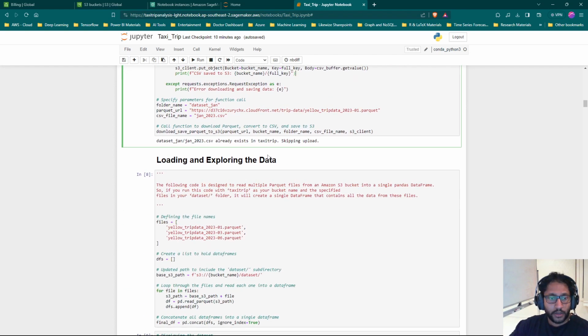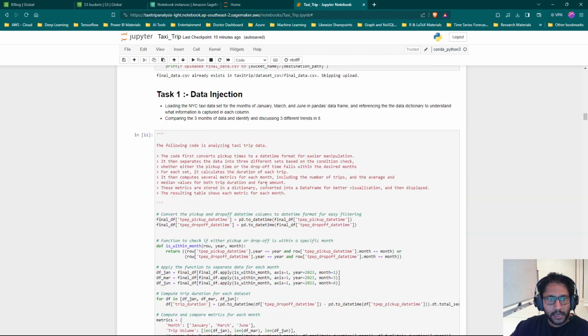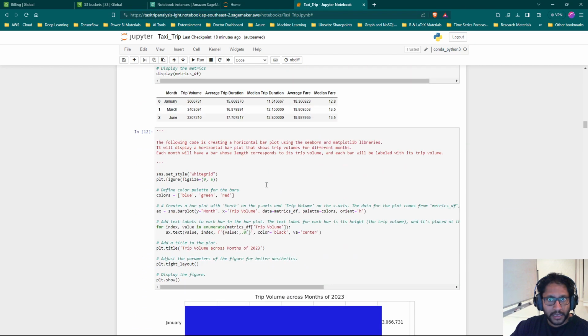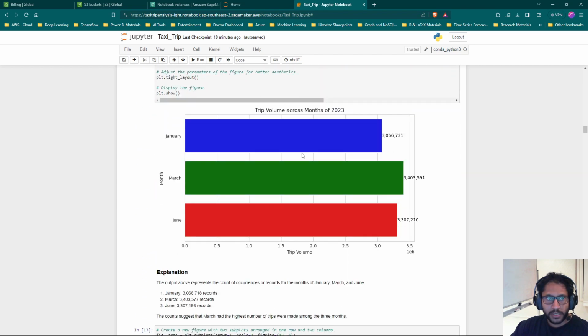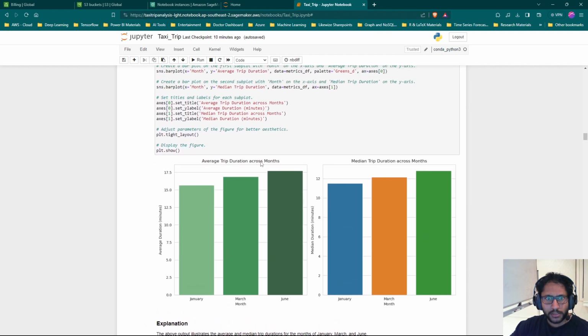Okay, so loading and exploring. I'm loading all three datasets and combining them, merging them together, so I can do some comparisons. As I keep going down, I can see the trip volumes: March has roughly 3.4 million, followed by June and then January, as you can see clearly from this plot. And if I look at the average duration and the median duration across the months, I can see June is the highest.